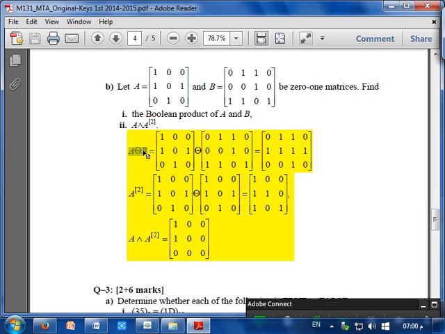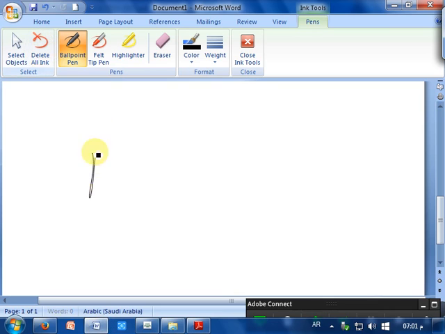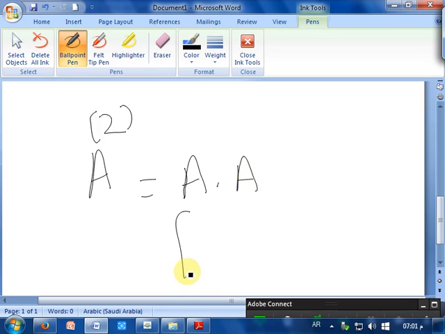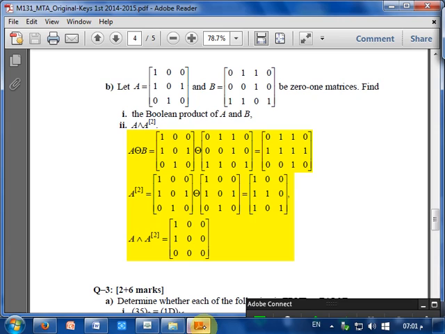This is the first step for the first one. The second one says A power 2. A power 2 is nothing but A into A. For example, 2 square is 2 into 2. So multiply two matrices A and A. Multiply this matrix by itself, meaning A into A gives the result.